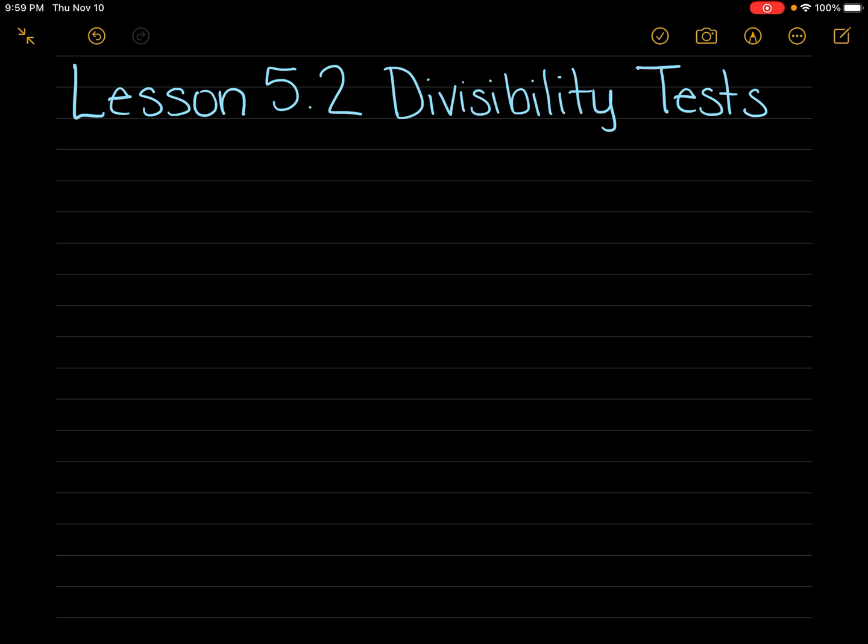Hello students, today we're doing lesson 5.2 and this is on divisibility tests. So divisibility means whether or not you can divide a number by another number. We're going to learn how to tell without actually dividing whether or not a number can be divided by a certain number. Okay, and we have a couple of rules that we're going to learn.